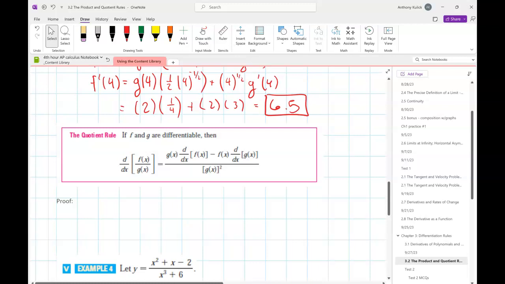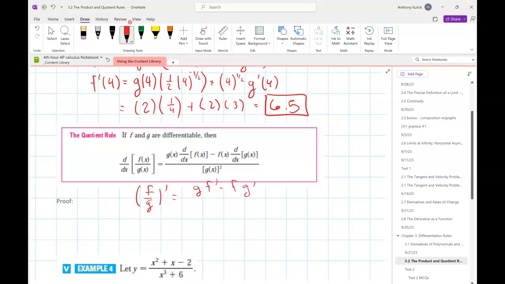Next shortcut. Suppose we have the quotient of two functions that cannot be simplified into getting x in one place. So for example, say we have x over e to the x. Can't combine those into x in one place. We'd use the quotient rule. So the quotient rule is just saying that the derivative of f divided by g is g times f prime minus f times g prime over g squared.